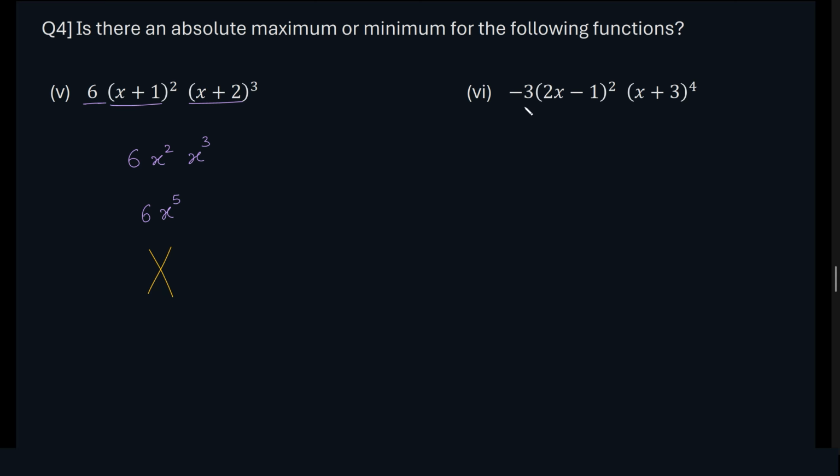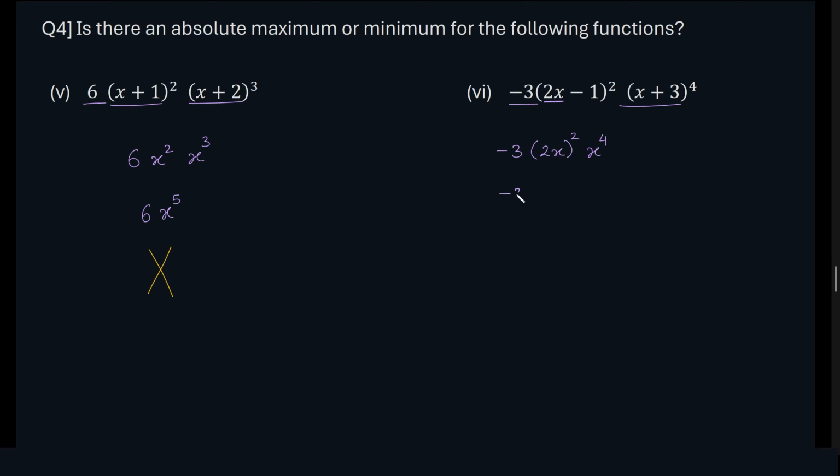In the final function, we have negative 3 times (2x minus 1) to the power 2 times (x plus 3) to the power 4. Let's take the negative 3 first. Now be very careful for this first group. We have 2x minus 1 to the power of 2, so don't just take x squared. This time it will be (2x) whole squared. And then from the second group, we get x to the power of 4.